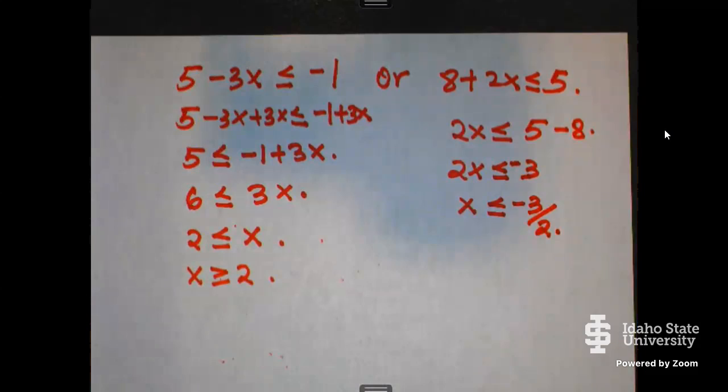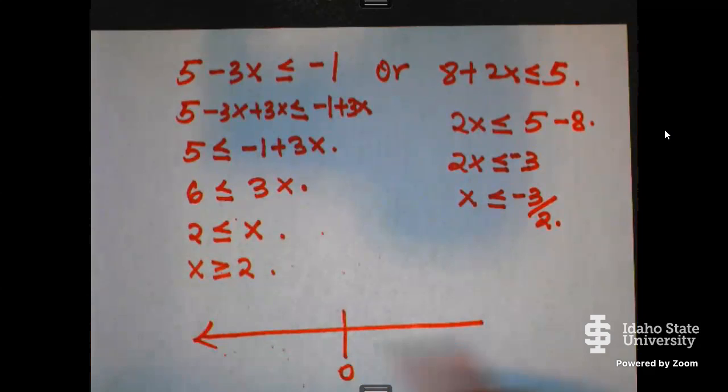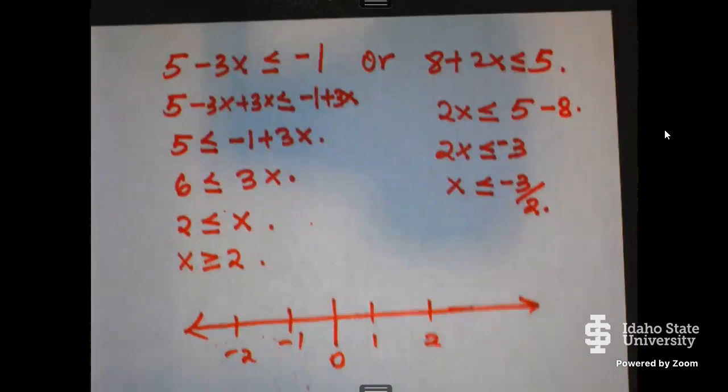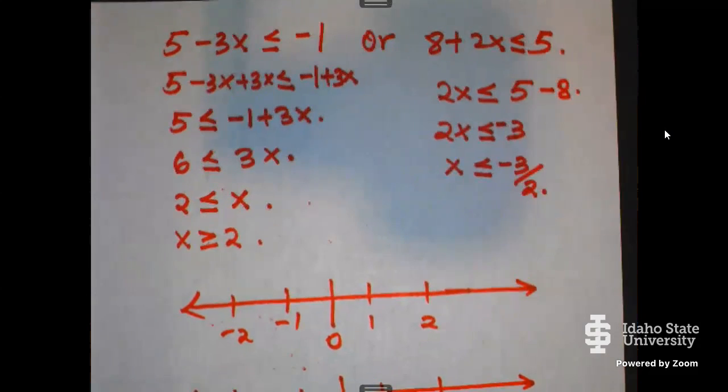Then you draw each one of them. So you start from this. So this is 0. This is minus 1, minus 2, 1, 2, goes that way. The next one here: 0, 1, 2, minus 1, minus 2.